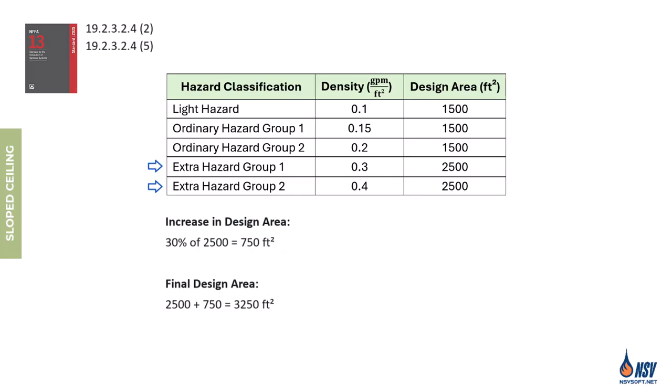Just as we use multiplication to reduce the design area, a similar method applies when we need to increase it. In these cases, we simply add the percentage increase to 1, then multiply the result by the original design area.